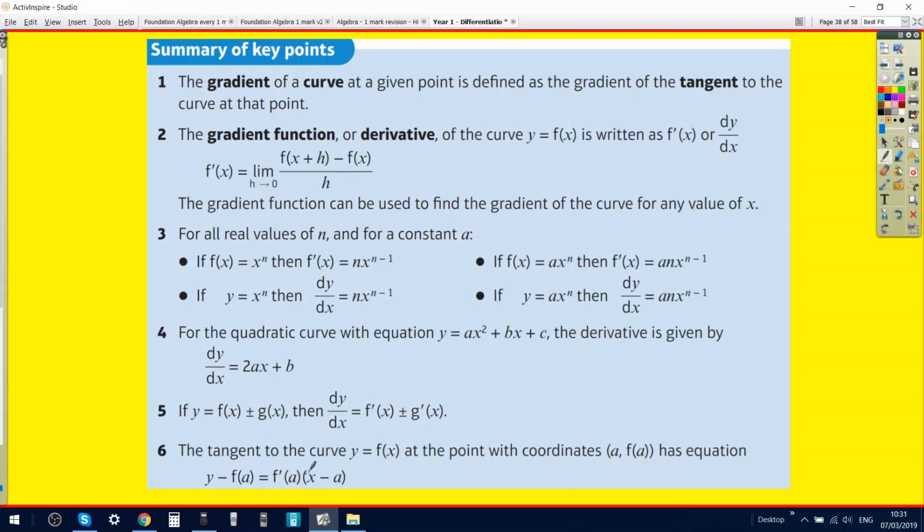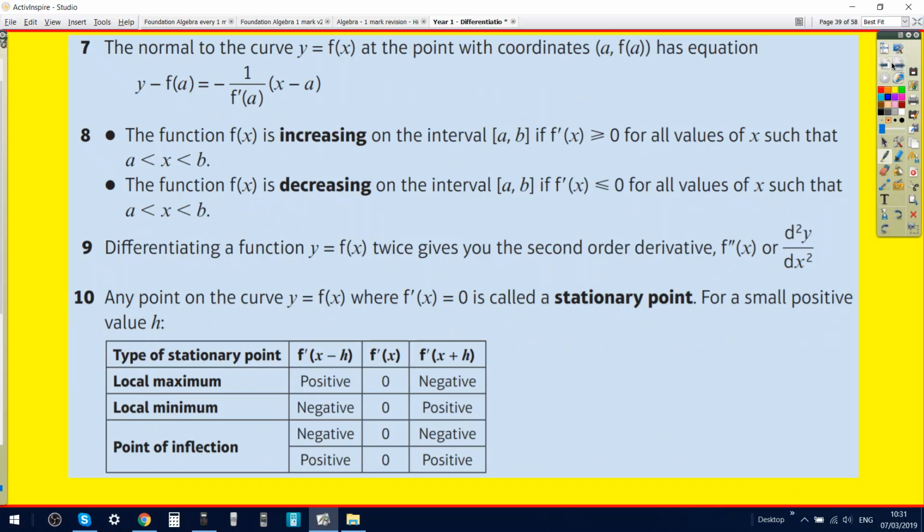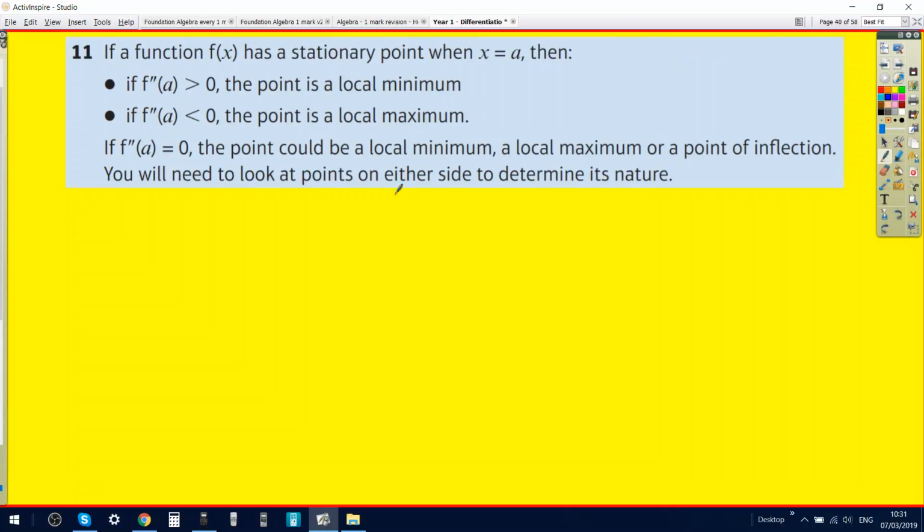y minus y1 equals m times x minus x1. The normal is the negative reciprocal. The function is increasing, decreasing. So d squared y by dx squared is the same as f''(x). They both mean double derivative. Stationary point, gradient is 0. So you do dy/dx and make it equal 0. And then f''(x).